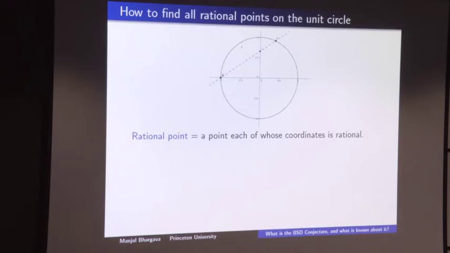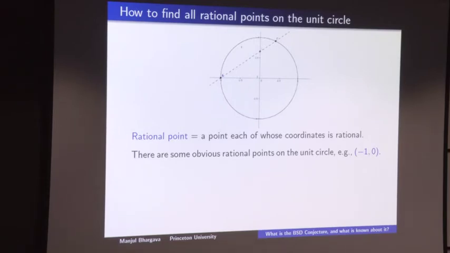All right, so rational point is the term that number theorists like to use. It means a point on a curve, or a point in Euclidean space, each of whose coordinates is rational. Okay, so we're looking for rational points on the unit circle. There are some obvious rational points on the unit circle, just to get started.